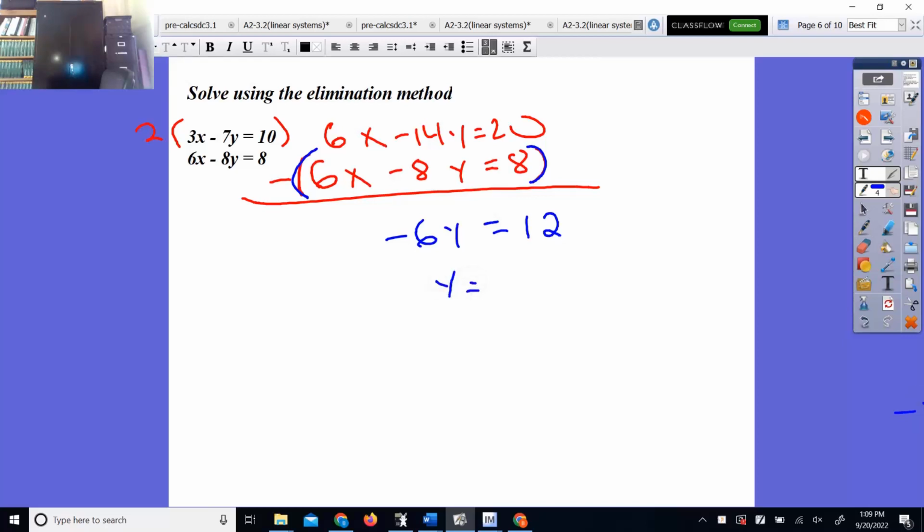Divide by negative 6, your y value is negative 2. Now, what do you do with that thing? Plug it in. Pick an equation. 3. Equation 3. I mean the one with the 3.